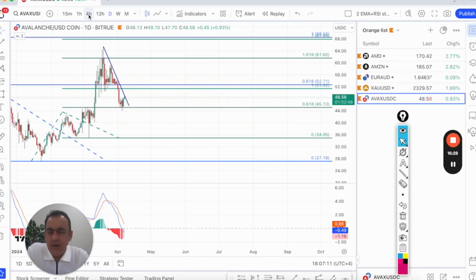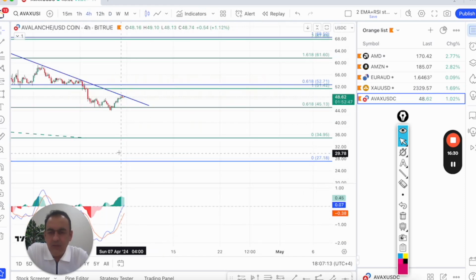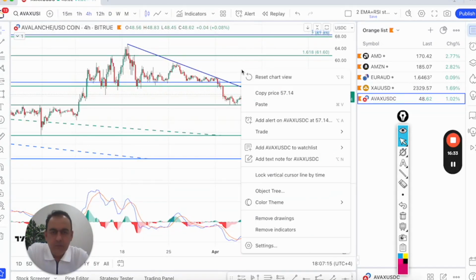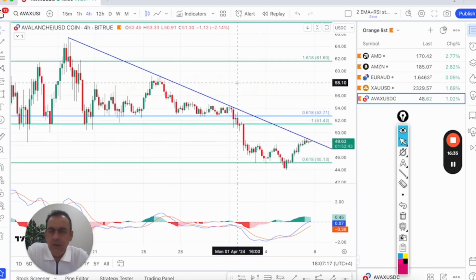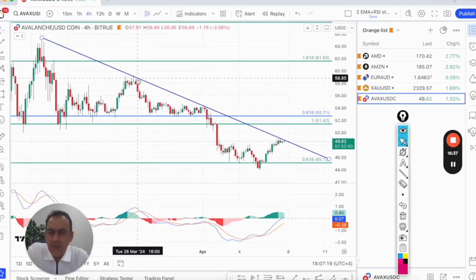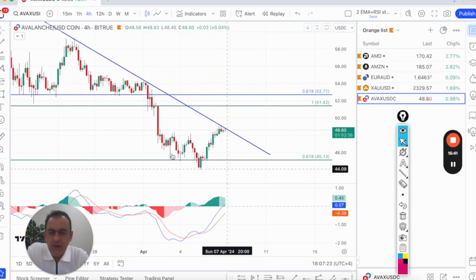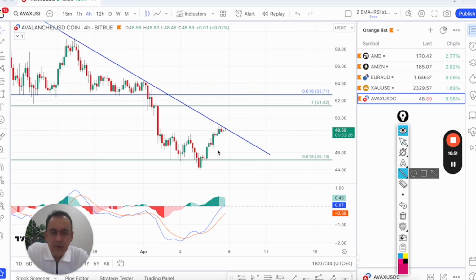I've already added on the 4-hourly chart. So I've connected the high with the subsequent lower highs, and we got the falling trend line. Now based on the lower time frame chart, right now the current market price is sitting at the resistance level created by the trend line. So I'm looking for the break here.